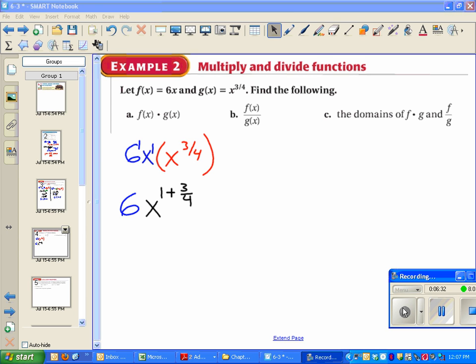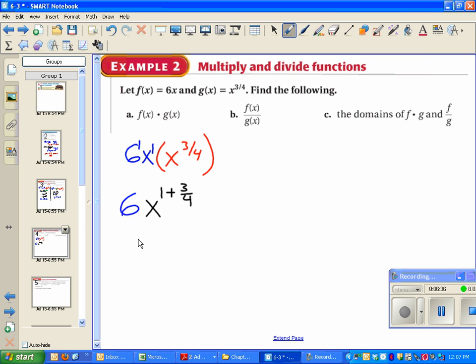All right, so when I add the exponents, let's see. I'm trying to add 1 and 3/4 together. So I'm going to multiply 1 by 4/4, so they have the same name. So I have 4/4 plus 3/4. So I keep the same name and I add the top, so that would be 7/4.